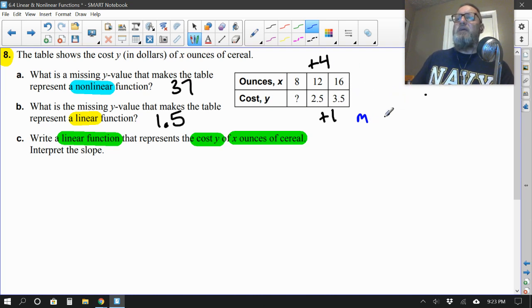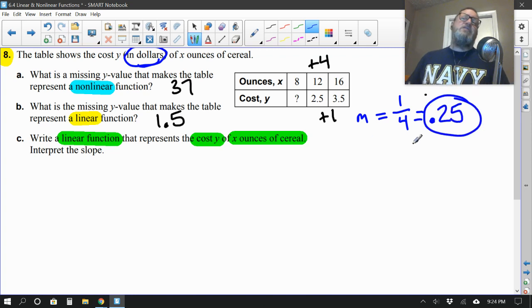So change in y is 1. They're increasing by 1. Our change in x was 4. Okay, 1/4. But wait a minute, this is about money. Remember, it's about dollars, how much the cereal costs. So let's convert this into money. 1/4 of $1, I'm sure most of you would know, would be 25 cents. So it looks like it's 25 cents per ounce.